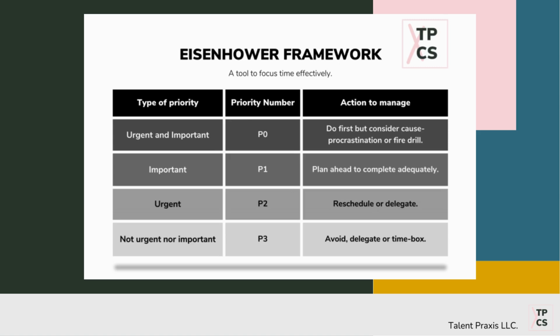Of course, you're going to do your priority zero work first, but ideally the majority of your time in a given day, week, month, quarter is spent on that P1 category, that priority one work. So you see how it's very important to set goals, to have and be able to utilize tools like the Eisenhower framework to focus your time effectively.